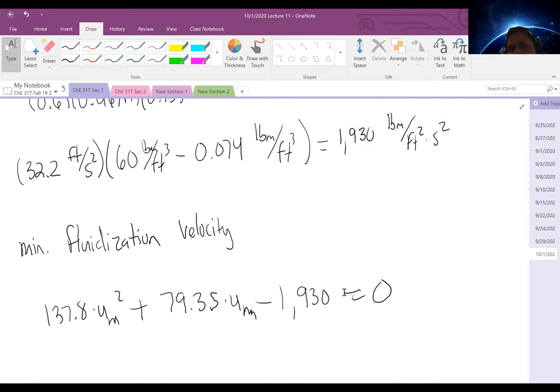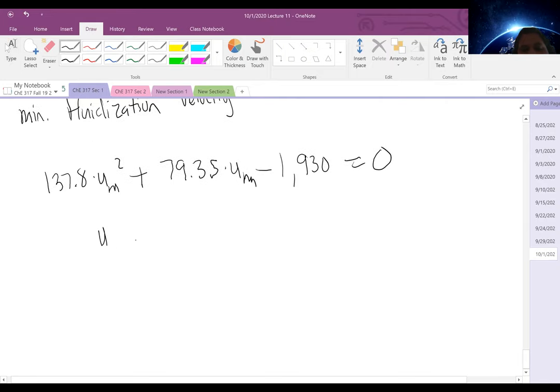So if I solve this quadratic equation, I get two solutions. One is negative 4.04, and the second is 3.47. So once again, as I said, one should make sense. So our solution should be 3.47 meters per second for our minimum fluidization velocity. Oh, it's feet per second, units.